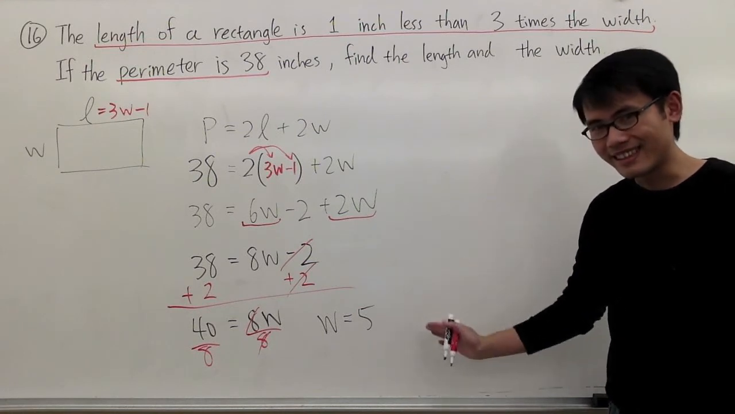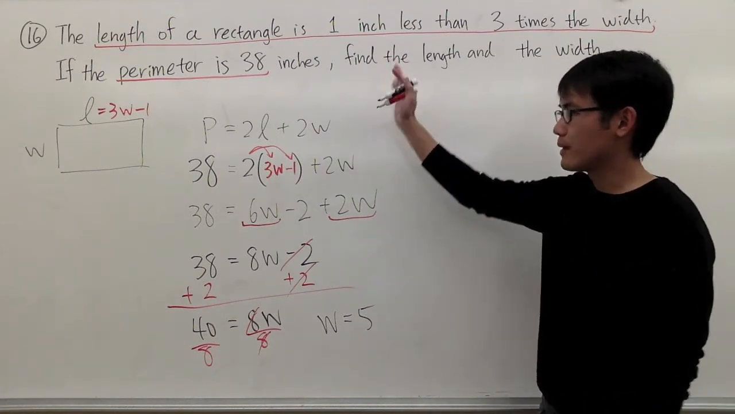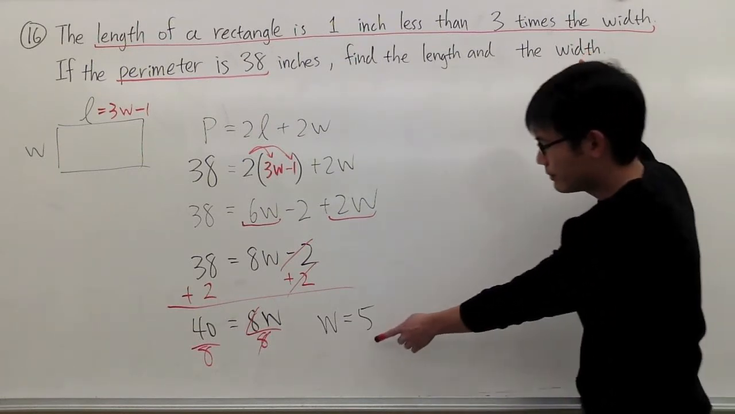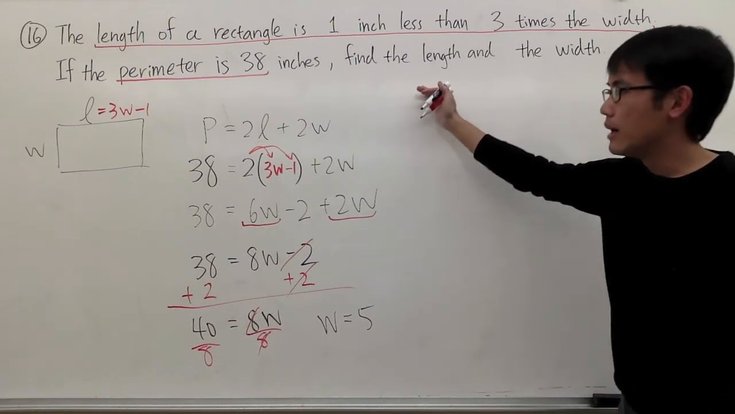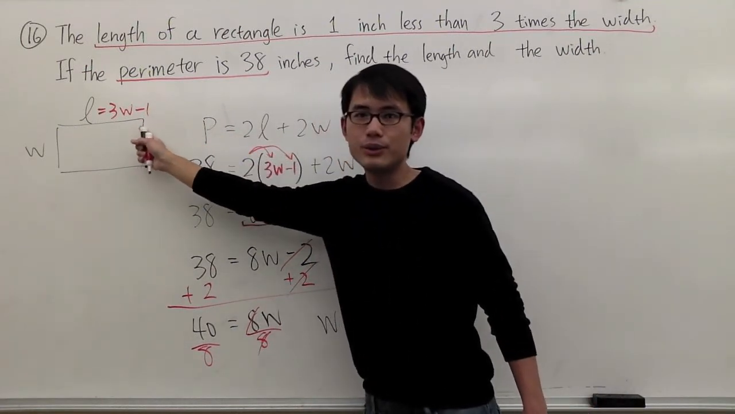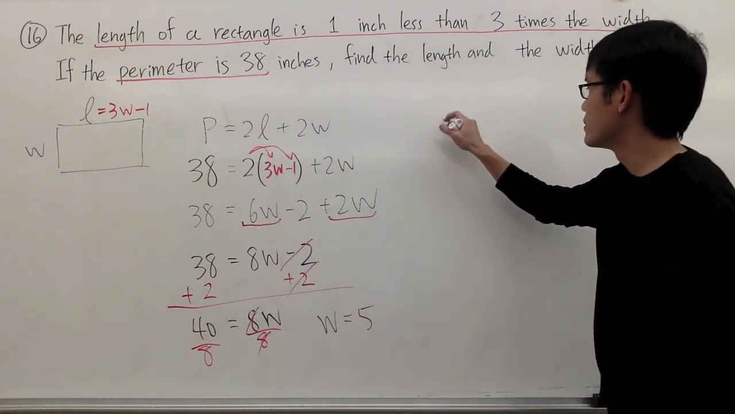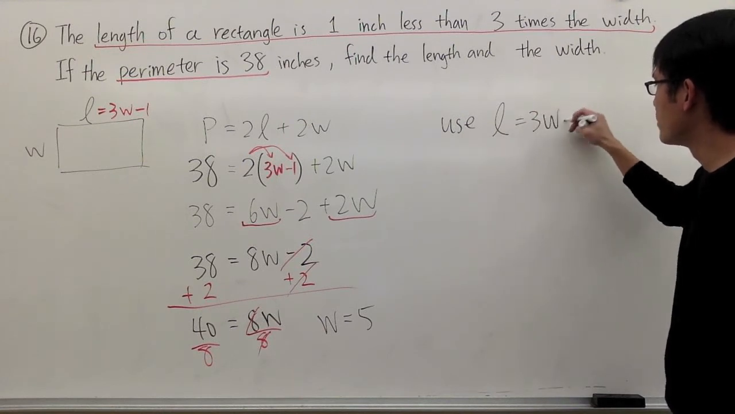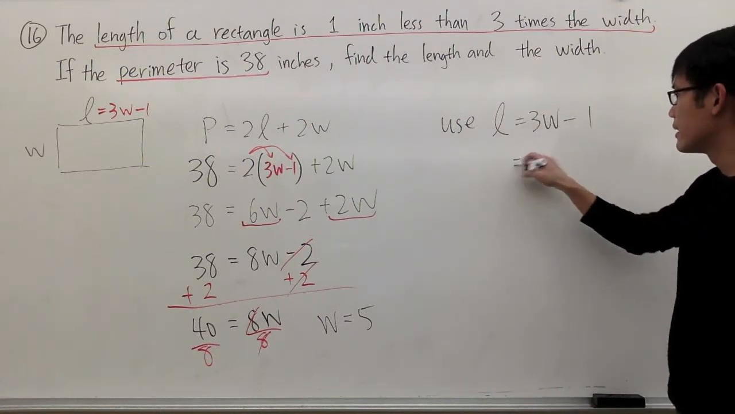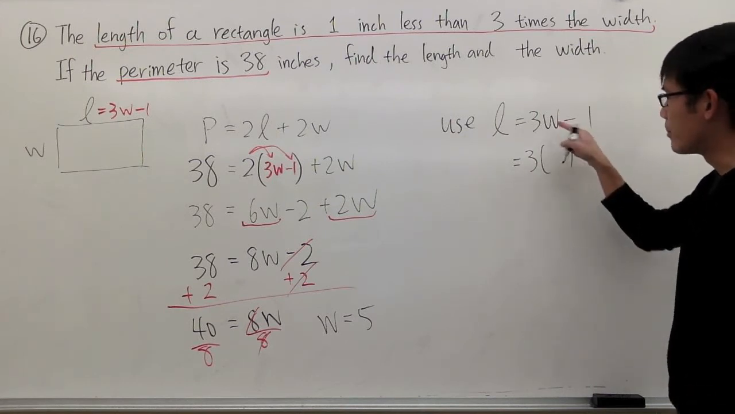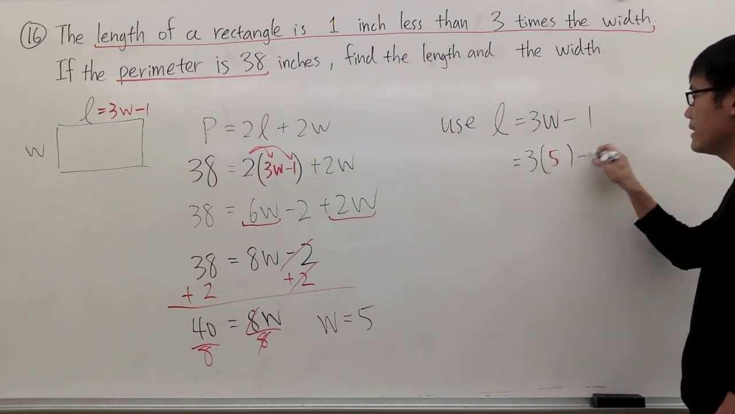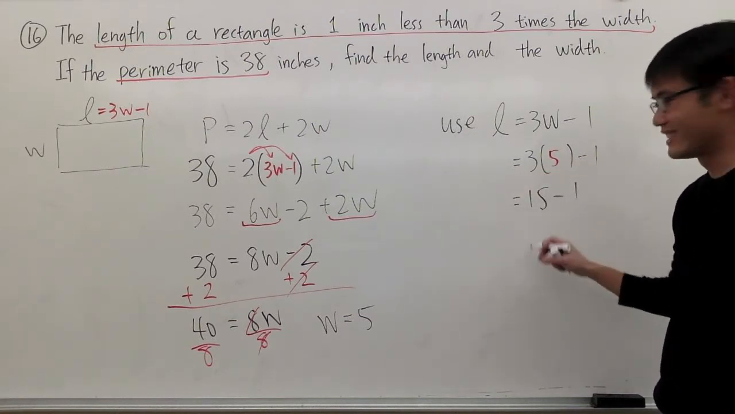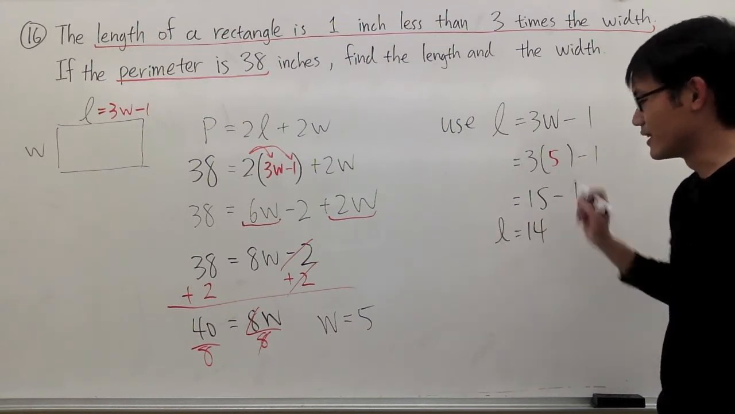And once again, we are not done yet. Whenever you have a word problem, make sure that you answer what the question is asking. We got the width, that's the w. We also need to find out the length. And we know that the length is equal to 3 times w minus 1. So just plug in into that equation. Length is equal to 3w minus 1. And we can just do 3 times w, which is 5, minus 1, and 3 times 5, which is 15, minus 1. And of course, that's equal to 14 for the length.